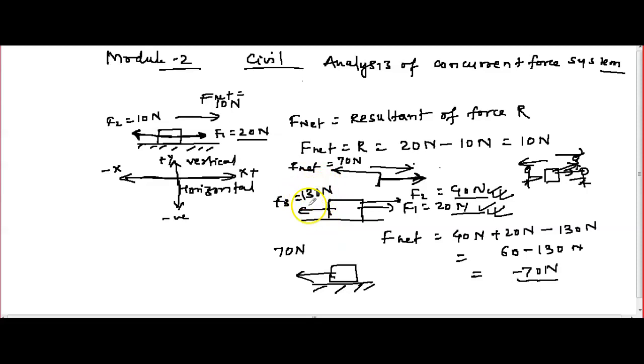130 is more, no? Consider this is the block here. Somebody is pulling with only 40 Newtons and 20 Newtons. Total in this direction is 60 only, and in this direction it is 130, right? So which direction will it move? This block will move in this direction, because it has more force. So it's moving on the negative x-axis. This negative indicates that, whatever assumption we have taken, this is positive and this is negative, right?